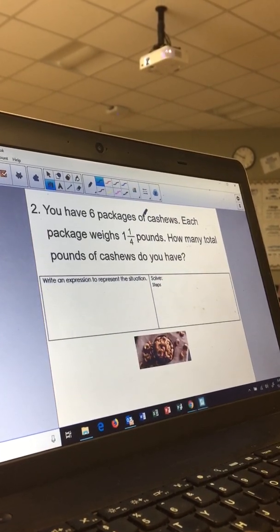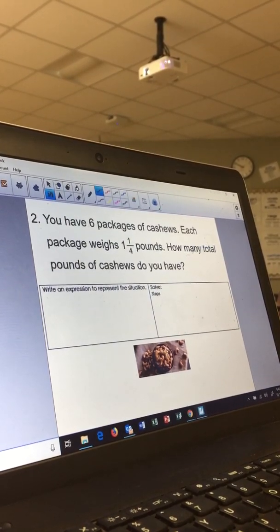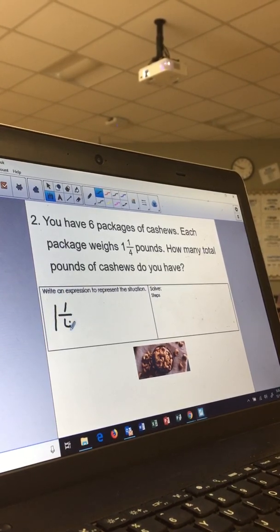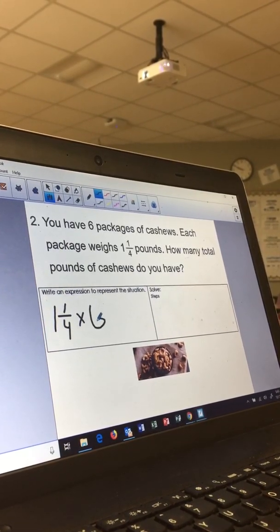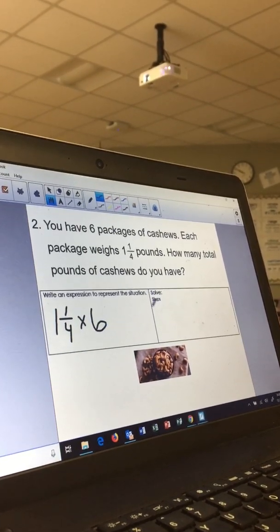Next word problem. You have 6 packages of cashews. Every package weighs 1 1/4 pounds. How many total? Again, we're going to multiply. 1 1/4 times 6. If you put the 6 first, that's okay. 6 times 1 1/4 is the exact same thing.